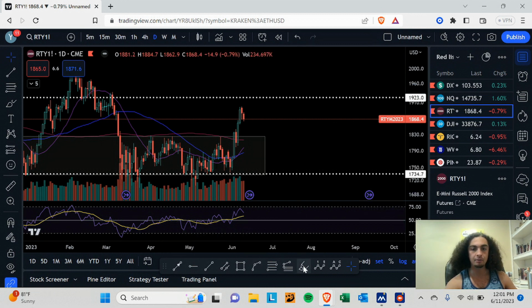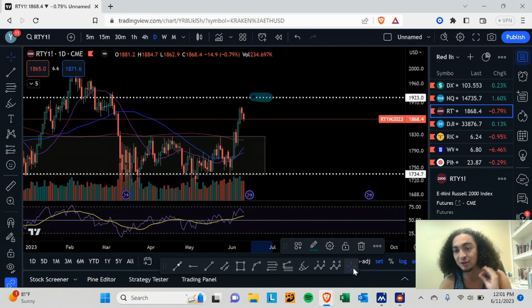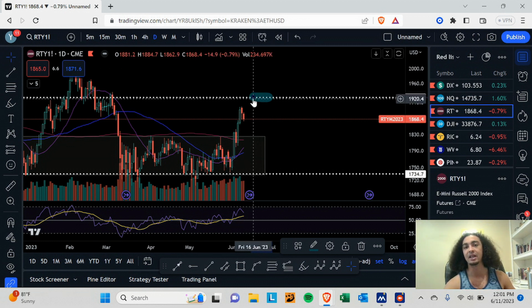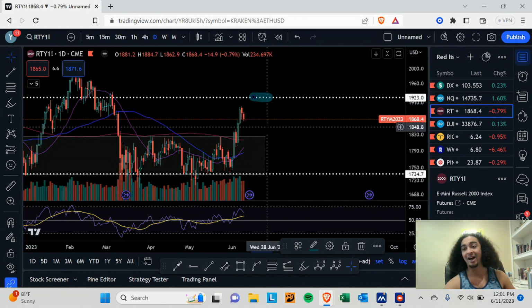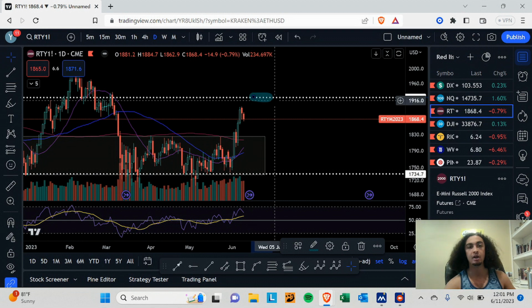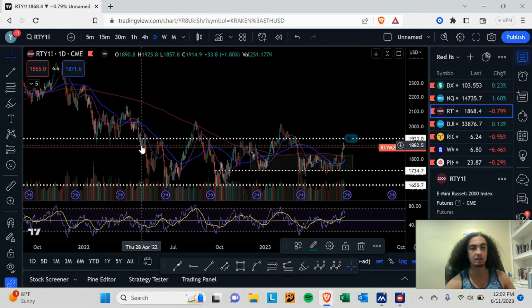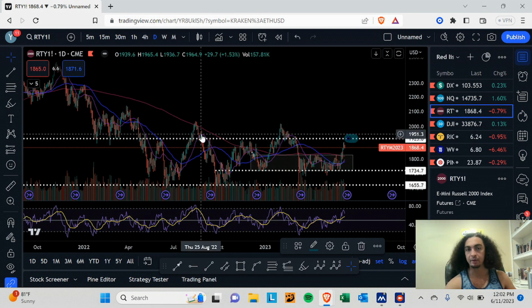This area though, right here, this 1923 level, is a very, very interesting level for me. I am super excited to see how price action reacts to this level. Are we going to get rejected again? Are we going to see an actual breakout of this level? Zooming out here, you can see that we've been stuck in this level for over a year. We haven't really been able to break above it.